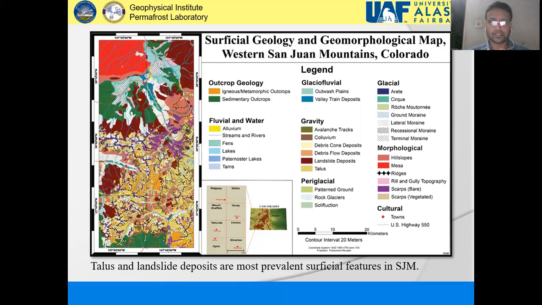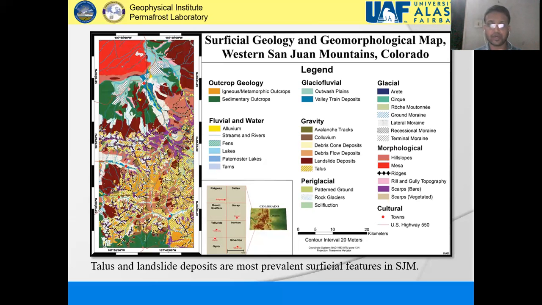I constructed a surficial geology and geomorphological map of the detailed study area at a scale of 1:3000. Mapped superficial landforms were categorized as glacial landforms, glaciofluvial landforms, fluvial and water, gravitational landforms, morphological components, outcrop geology, and periglacial landforms. Mapping was completed using a combination of field reconnaissance and air photo interpretation.